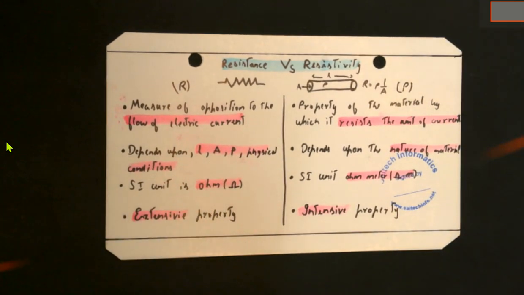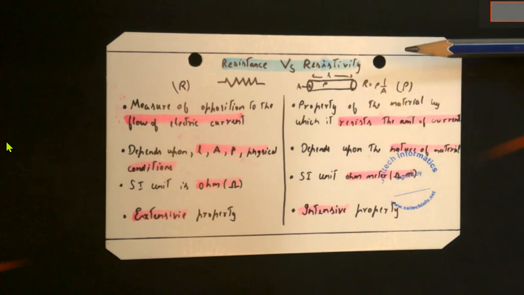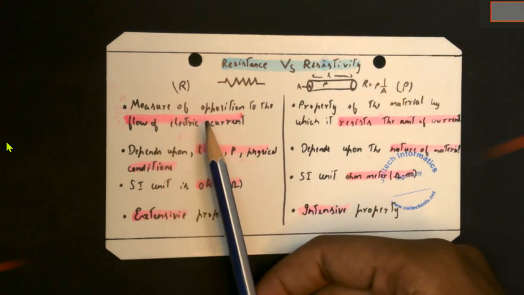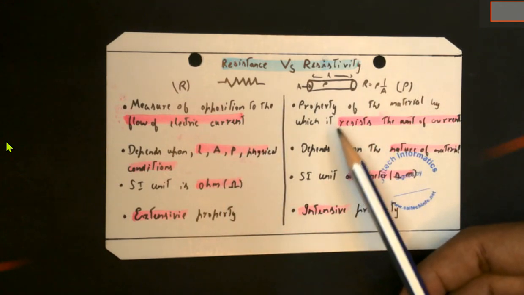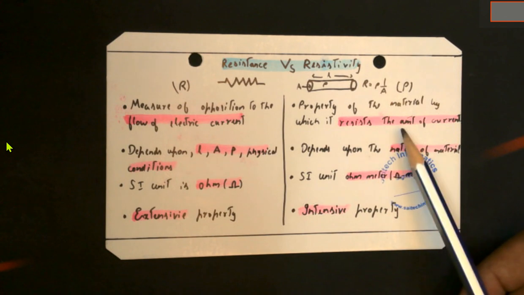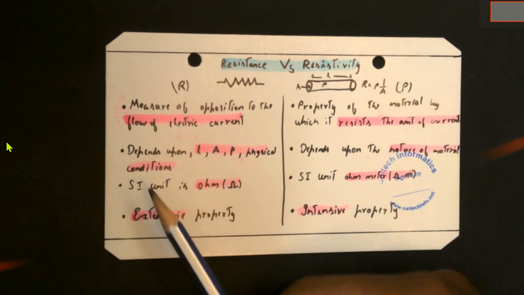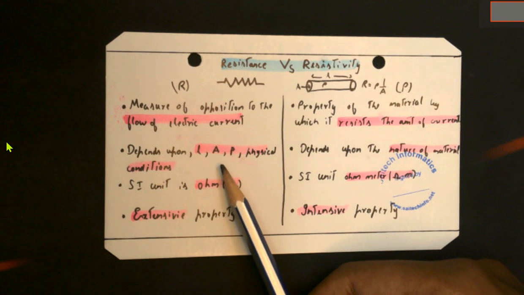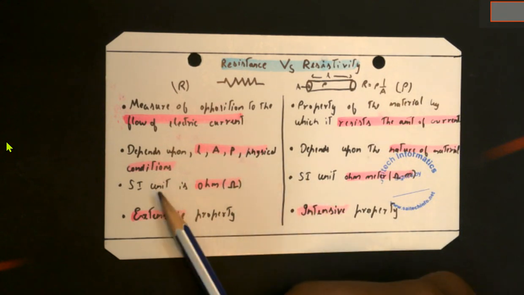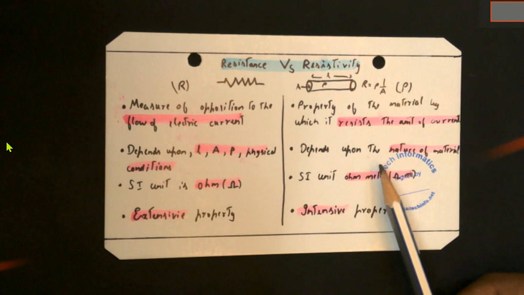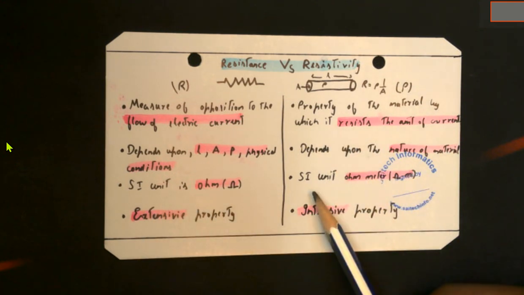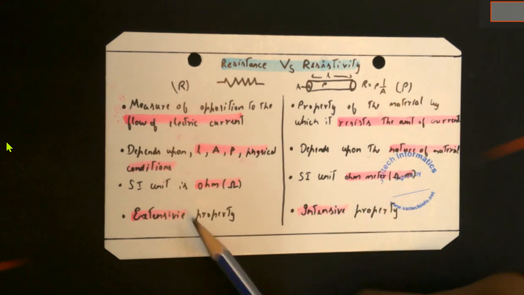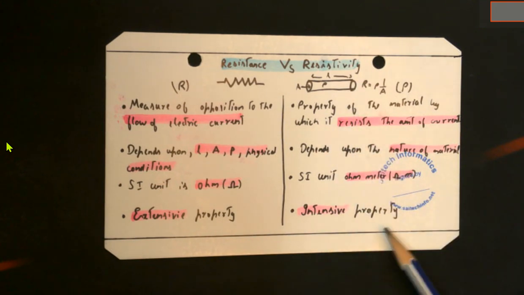Now let us look at the difference between resistance and resistivity. Resistance is the measure of opposition to the flow of electric current. Resistivity is the property of the material by which it resists the flow of current. Resistance depends upon the length, area and the physical conditions, whereas resistivity depends upon the nature of the material. The SI unit of resistance is ohm and the SI unit of resistivity is ohm meter. Resistance is an extensive property and resistivity is an intensive property.